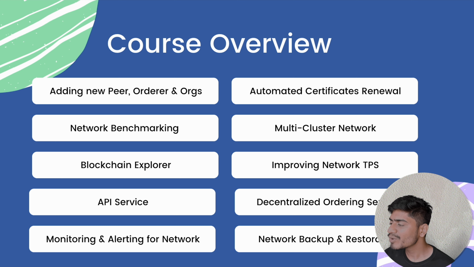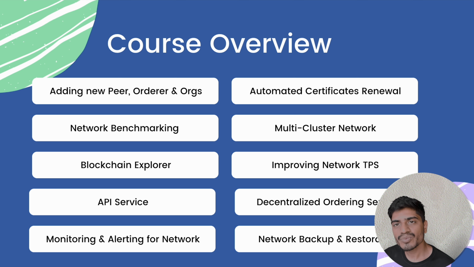Then the next section is towards network benchmarking, and here we are going to do the benchmarking for the Fabric network to get the throughput and the TPS of our Fabric network. So basically we will be using a tool here called Hyperledger Caliper, and using that tool we are going to benchmark our network and the smart contract, and to see how actually we are getting the transaction throughputs.